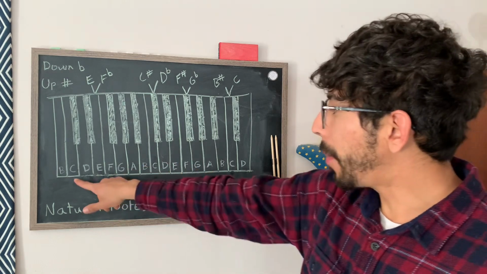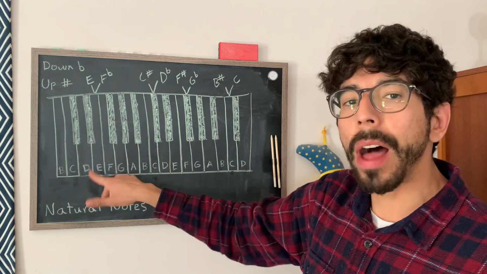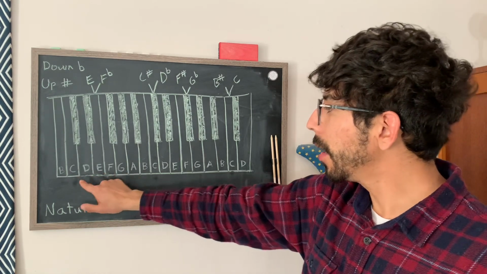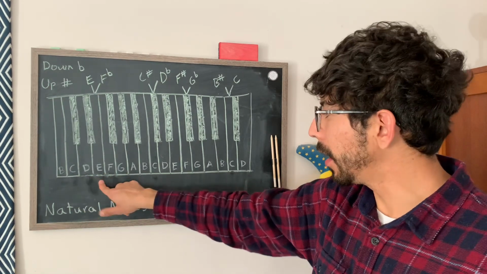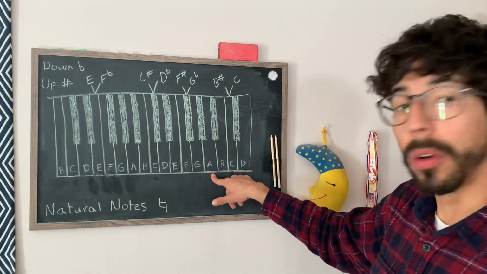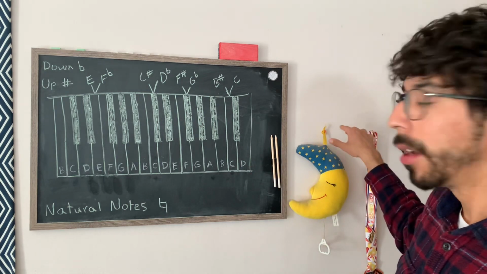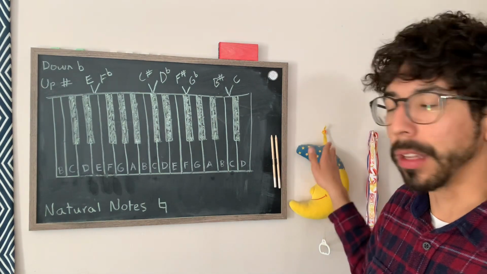With that being said, you can fill out the notes after that. So C, D comes after C, E, F, G, A, B, C, D, E, F, G. It repeats after G, back to A, B, C, D, onward and onward until you get to the end of the keyboard, which is a high C.